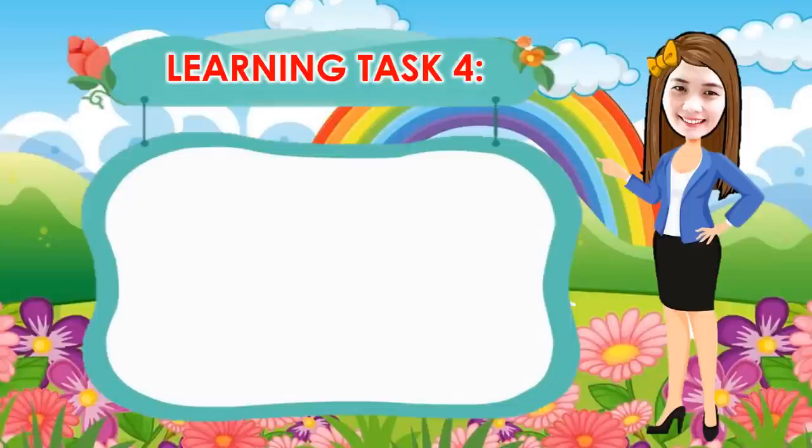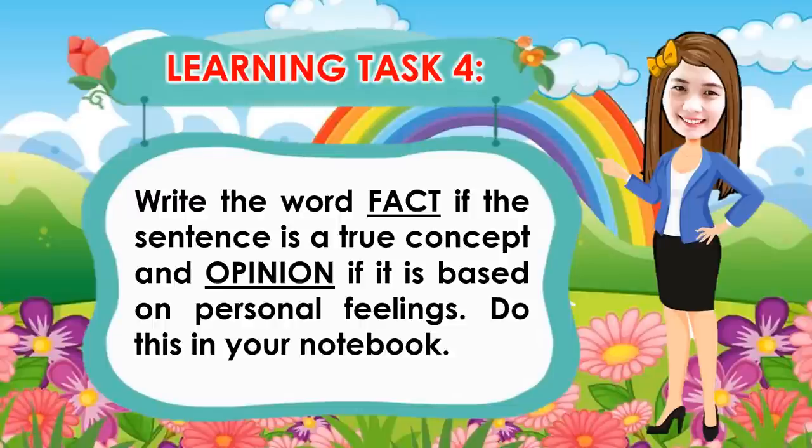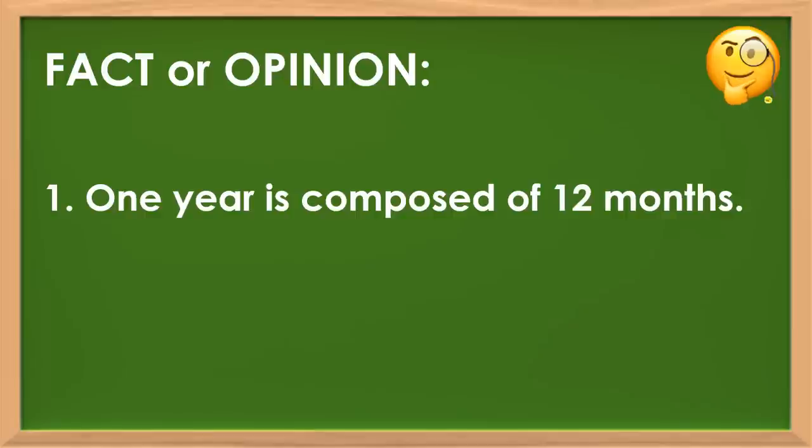Learning task 4. Write the word fact if the sentence is a true concept and opinion if it is based on personal feelings. Do this in your notebook. Number 1. 1 year is composed of 12 months. Fact or opinion? Very good, the answer is fact.